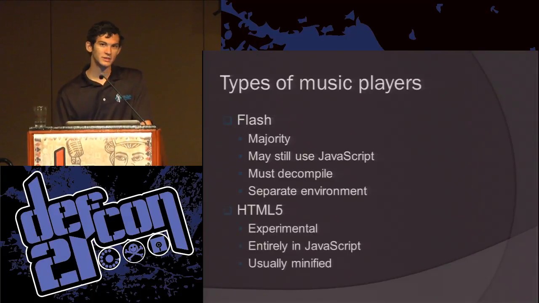And then the other one you'll see is HTML5, which is kind of experimental right now because not all the browsers have full support for it yet. And you typically see this in mobile-based applications because Flash is losing support there. And this is entirely in JavaScript, so no decompiling or anything, but it's minified most of the time, which means that it's obfuscated and it's really hard to read.